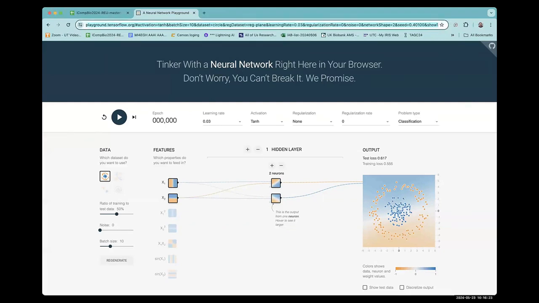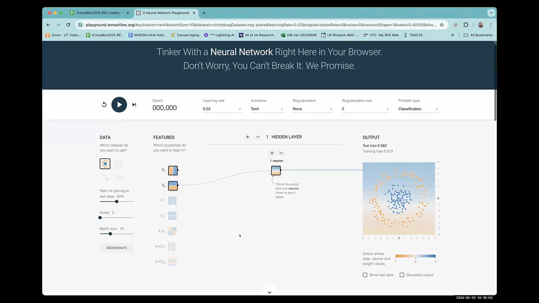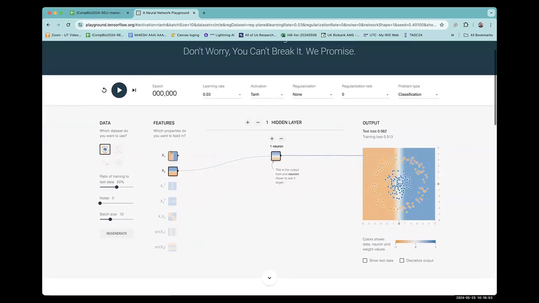Okay, let's first start with a very simple task. Now we have a circle of dots: blue dots in the middle and yellow dots around. We just want to train a neural network model to separate the blue dots from the yellow dots. In this case, by default, I have two input features, X1 and X2. X1 is just left and right, horizontal. X2 is up and down, vertical.